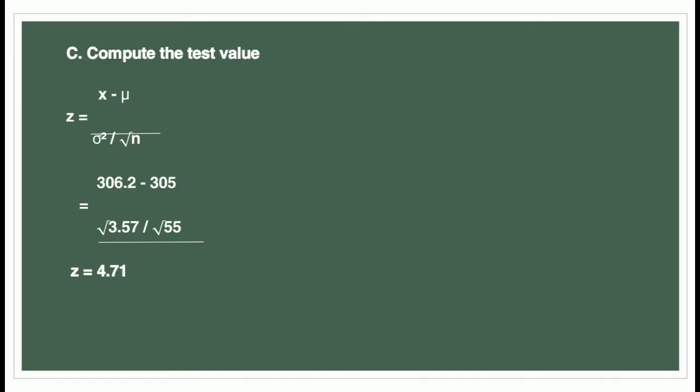Our formula is z is equal to the sample mean minus the population mean over the standard deviation over the square root of the sample size. To substitute, 306.2 minus 305 over the square root of 3.57 over the square root of 55. Our test value is 4.71.